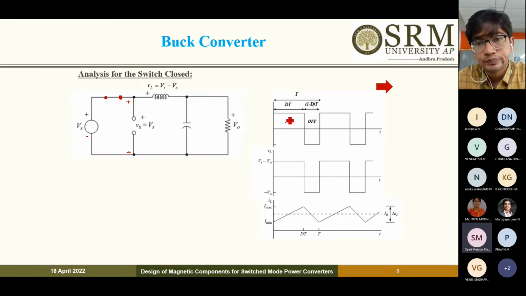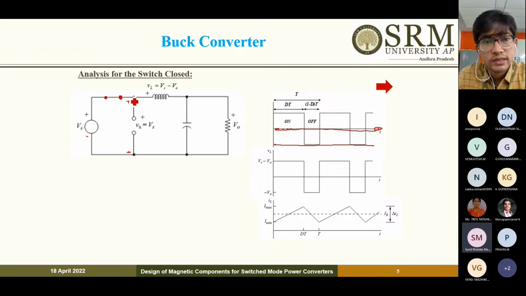Here you can see, this is the reference point. This is the switching pulse. This is the on time, and this is the off time. I am turning on the switch for the DT time.